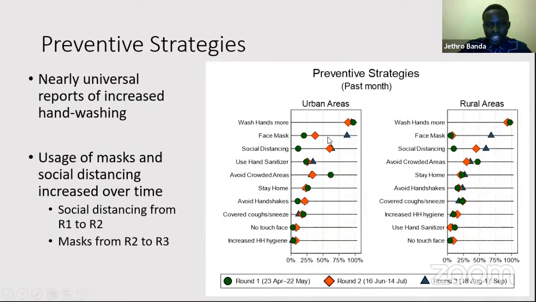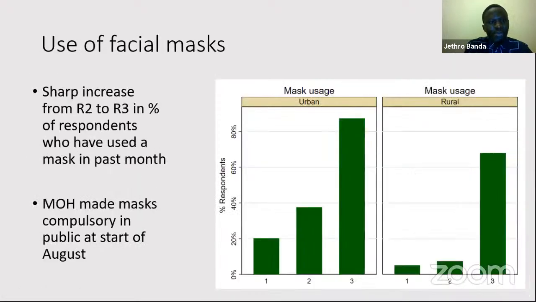I will talk about mask usage in the next few slides, but I need to highlight that for both round one and round two, avoiding crowded areas was the second reported strategy that was being used by both urban and rural participants. But this started declining in round two, and it has since been overtaken by at least those two, face mask use and physical distancing. There is that clear trend in increase in reports of mask usage in the past month for both urban and rural participants.